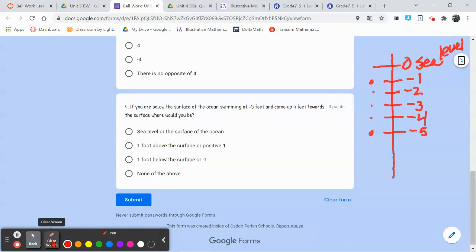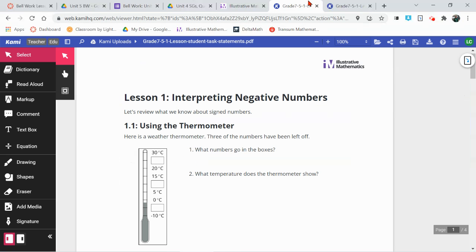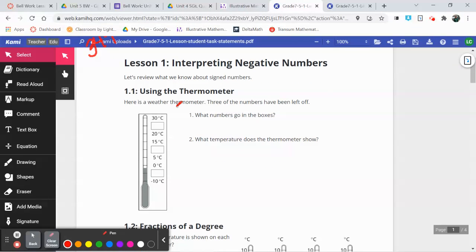And get out your workbook. Pause this for a minute and get out that workbook, page 349. All right, we're on page 349, which says interpreting negative numbers. So we're going to be working through this, reviewing what we know about signed numbers. And the first thing we're looking at on this first page, the warm-up, is using the thermometer.